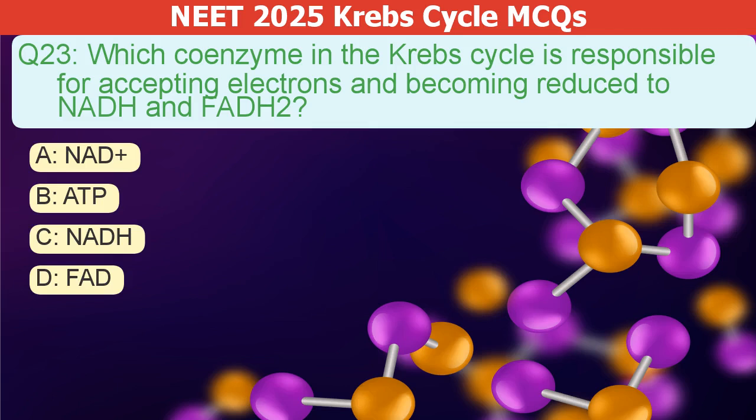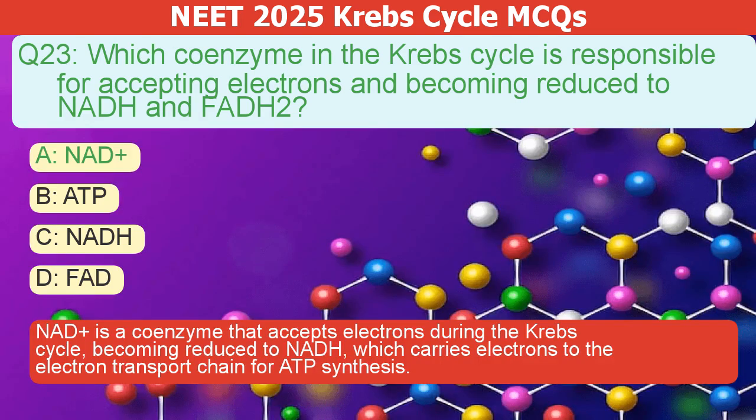Which coenzyme in the Krebs cycle accepts electrons and becomes reduced to NADH and FADH2? A. NAD+, B. ATP, C. NAD, D. FAD. The correct answer is A. NAD+ is a coenzyme that accepts electrons during the Krebs cycle, becoming reduced to NADH. NADH then carries electrons to the electron transport chain for ATP synthesis.